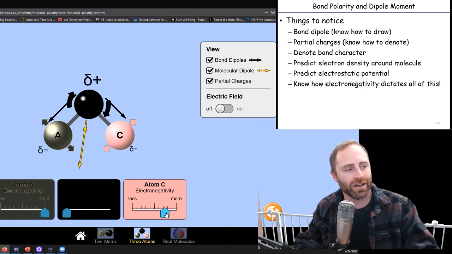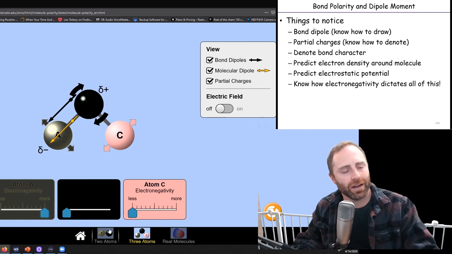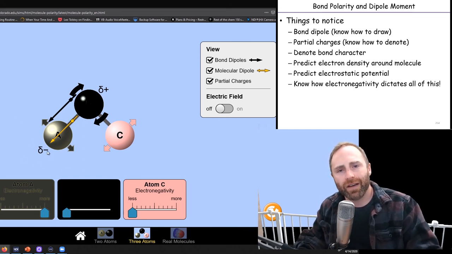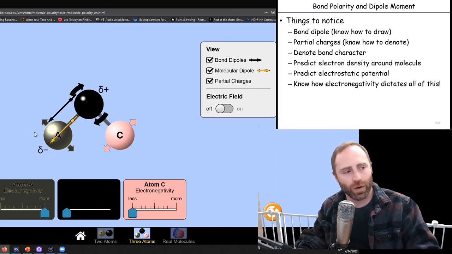So we keep decreasing it, B and C's difference in electronegativity is dropping, the bond dipole is getting smaller and smaller, and A and B is staying absolutely the same. If we go to a point where B and C have the exact same electronegativity, note our molecular dipole moment and our bond dipole moment are now the exact same size and they're oriented in the exact same direction. This is telling us that over here around atom A, this gray atom, this is where we have the most electron density for this overall molecule.